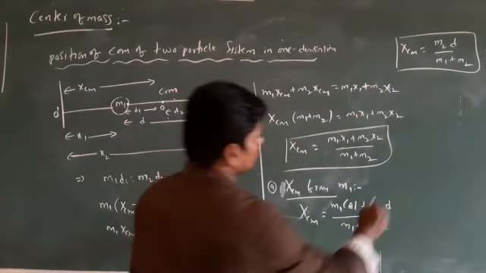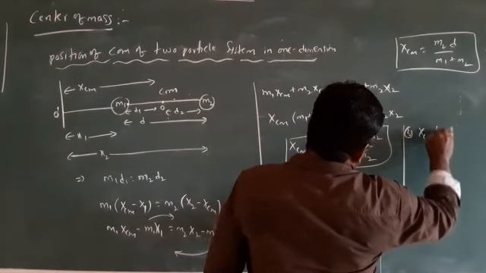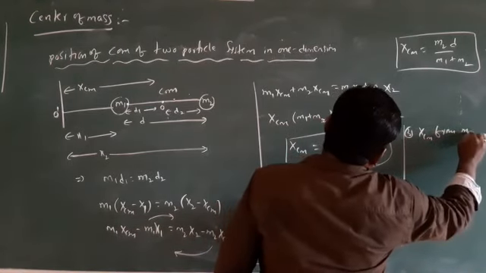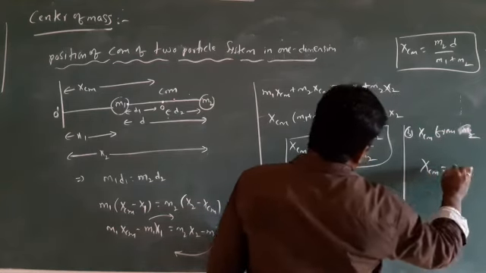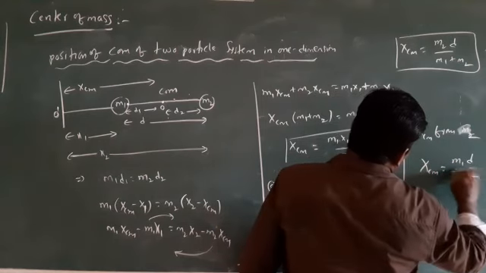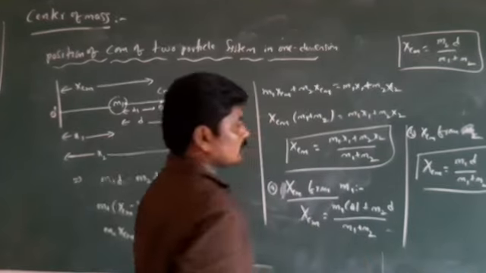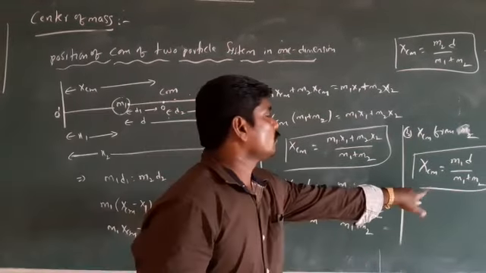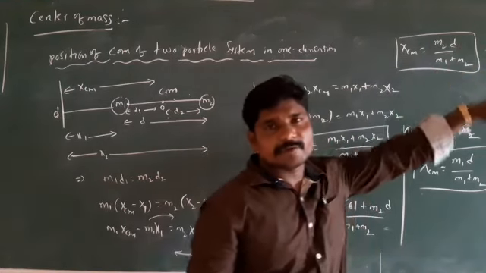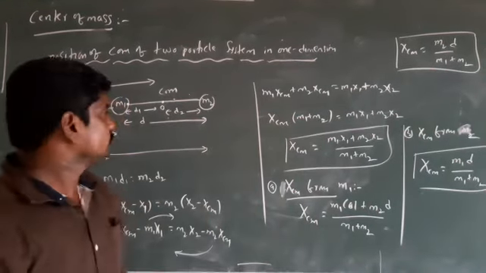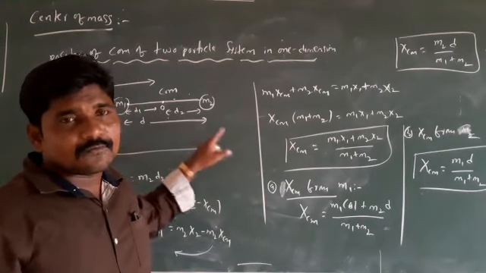Similarly, xcm from the mass m2, we can write xcm is equal to m1 d by (m1 plus m2). This gives the position of the center of mass from m2, and the earlier one the position of the center of mass from m1. What is d? d is the distance between the m1 and m2 bodies. This is the position of the center of mass of this system from the origin.